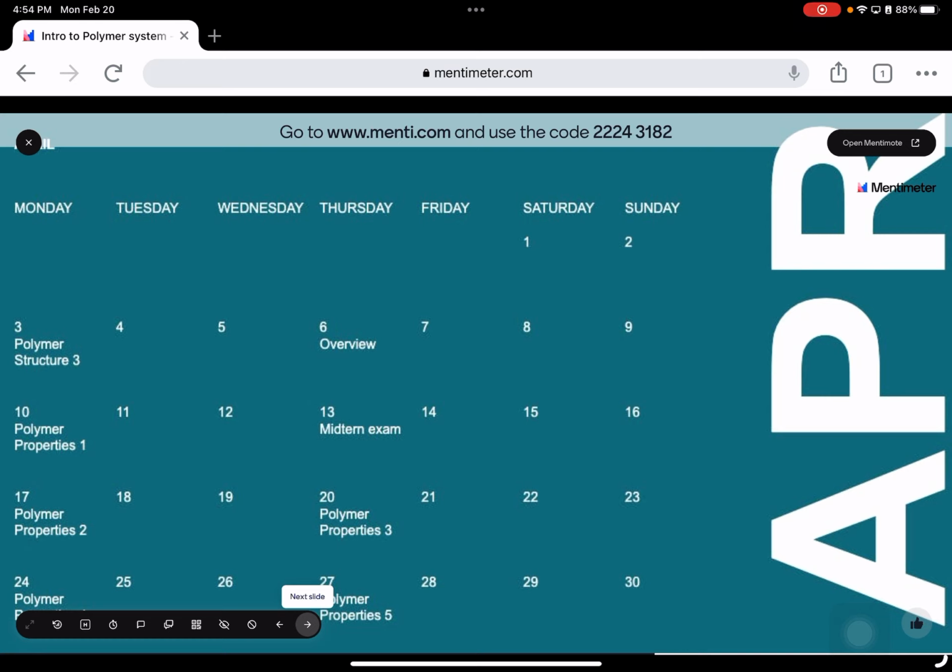Okay. I made a mistake here. The midterm should be here. The polymer property should be here. Because this is the 2 hour part, I think we have interference. I will change this part. Okay. And polymer property.